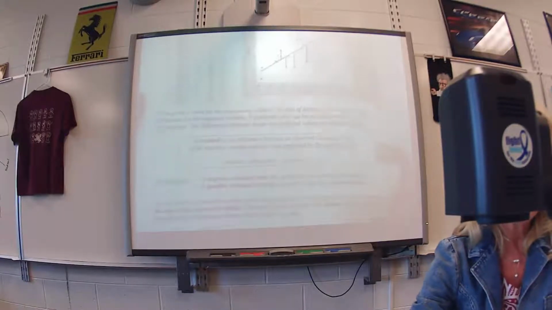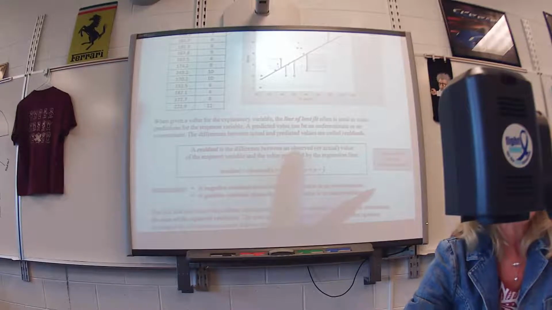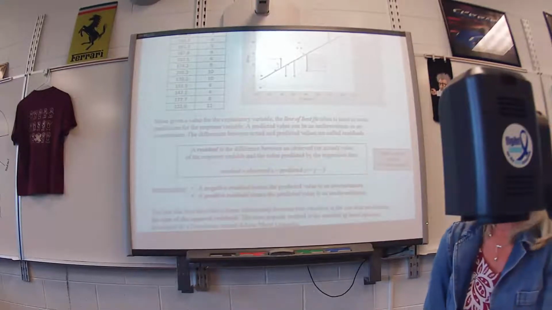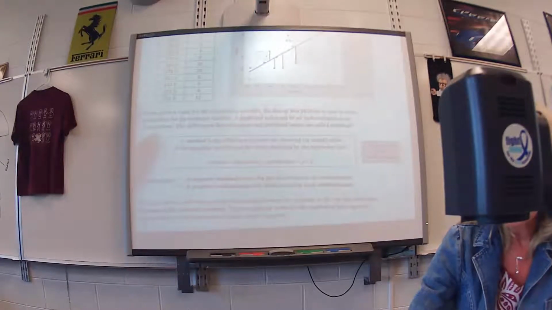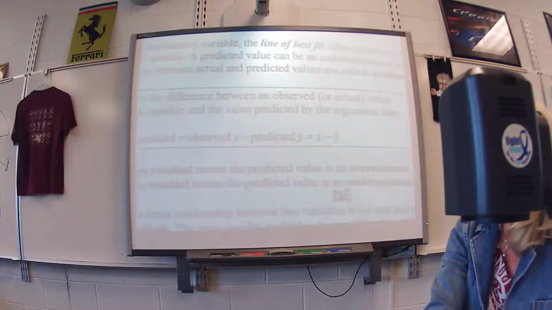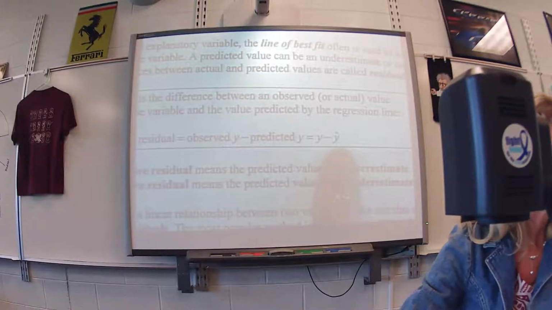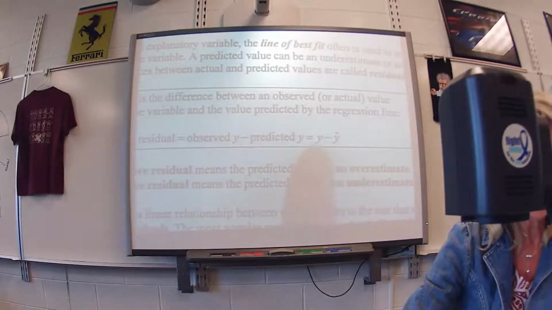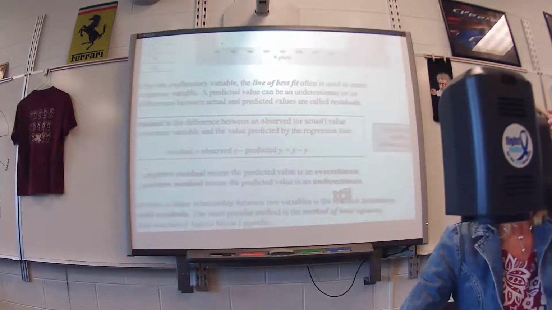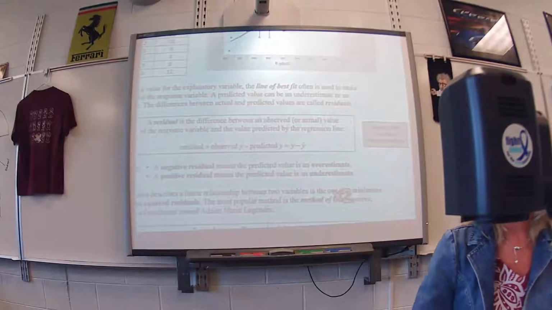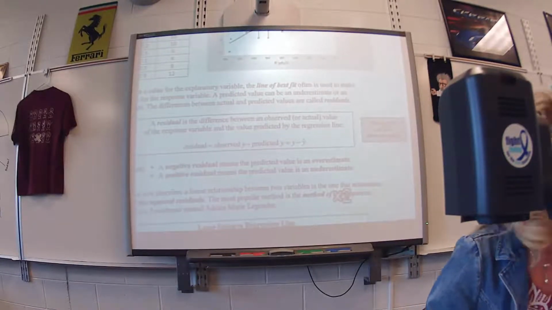Residuals: there is a formula for a residual. It's the difference between an observed or actual value and a predicted value. And this symbol, by the way, is literally read as y hat. I'm not making that up. Okay, so the formula is y minus y hat. What y hat stands for is your predicted value. Remember, a trend line is used to make predictions.